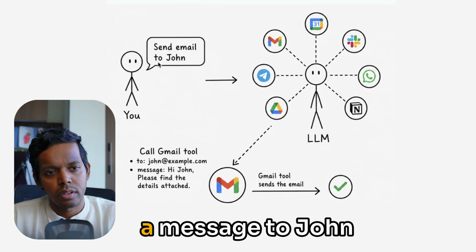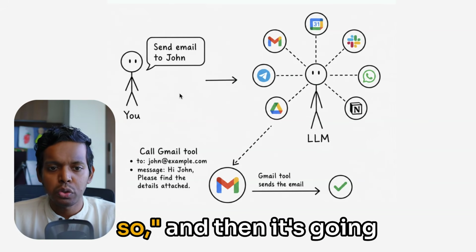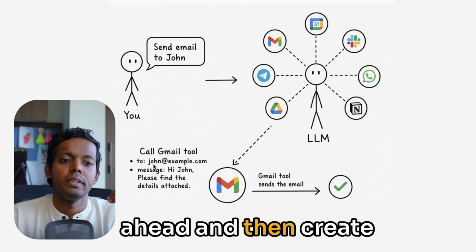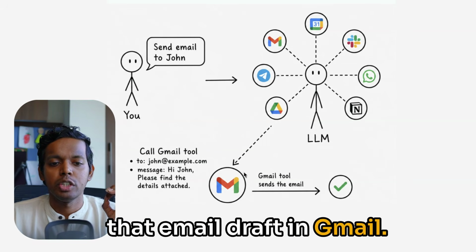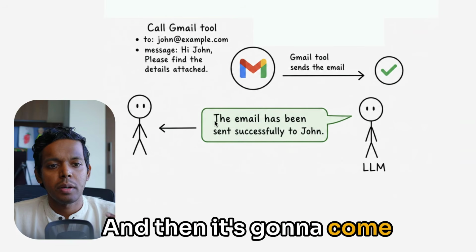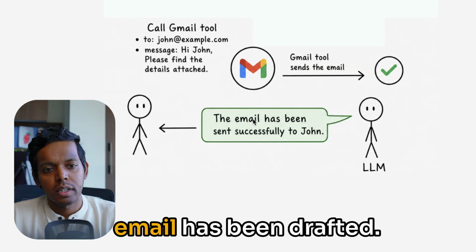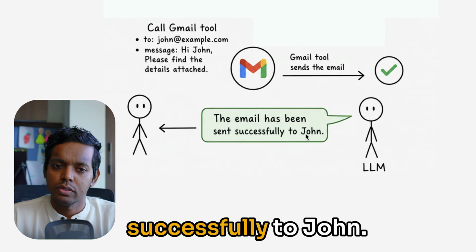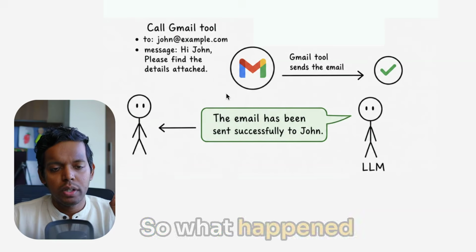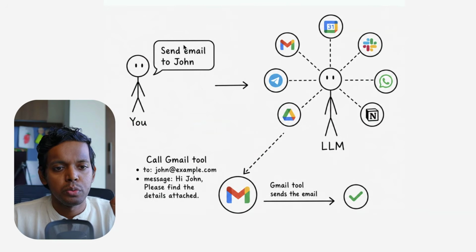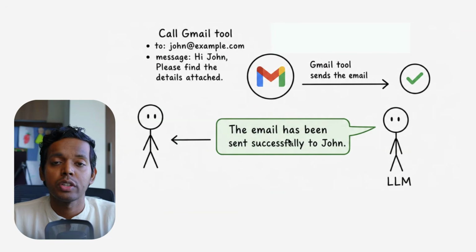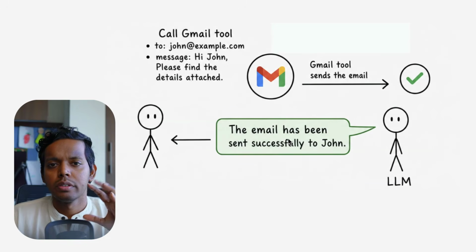So you can say, send a message to John regarding so-and-so, and then it's going to write the email and go ahead and create that email draft in Gmail. Okay. And then it's going to come and tell you again that the email has been drafted. So you can see the email has been sent successfully to John. So what happened here is you give the action, the LLM talks with the tool and does the action, and then tells you that the action has been done. Okay. So this is the workflow.